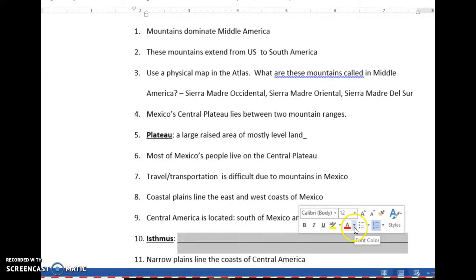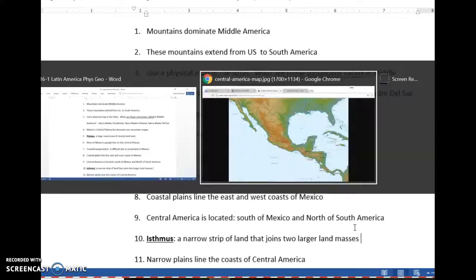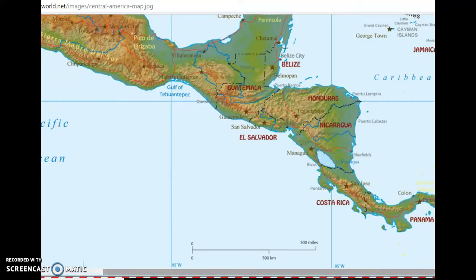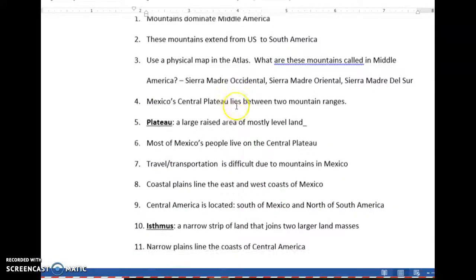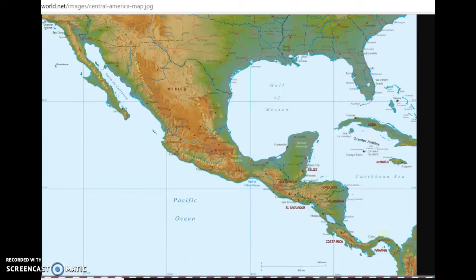An isthmus is a narrow strip of land that joins two larger land masses. Central America in general could be considered an isthmus, but here you'll see it says the Isthmus of Panama. I can't quite get it on screen, but in the Isthmus of Panama. So this narrow piece of land here joins these larger land masses. Narrow coastal plains also line Central America, and within the rugged mountains there are several volcanoes. This whole area is on the Ring of Fire.